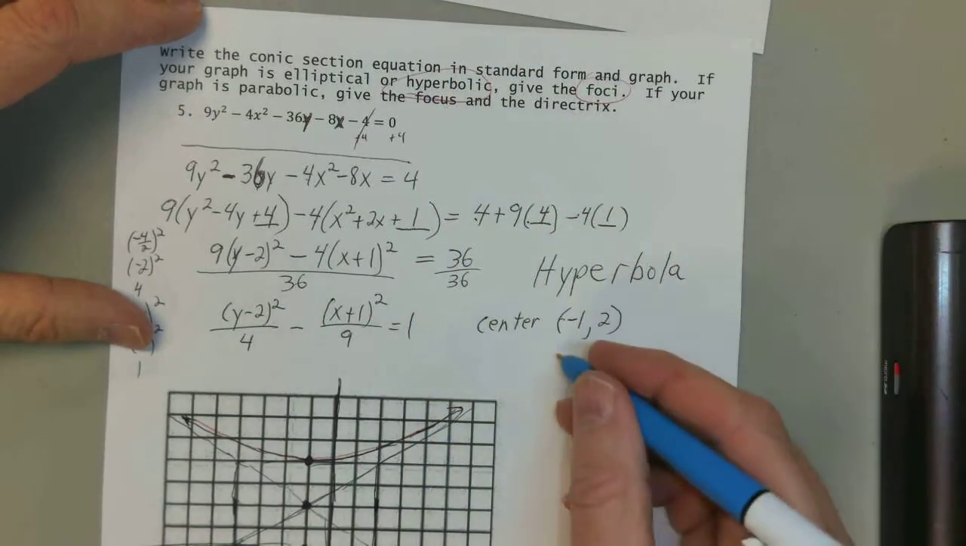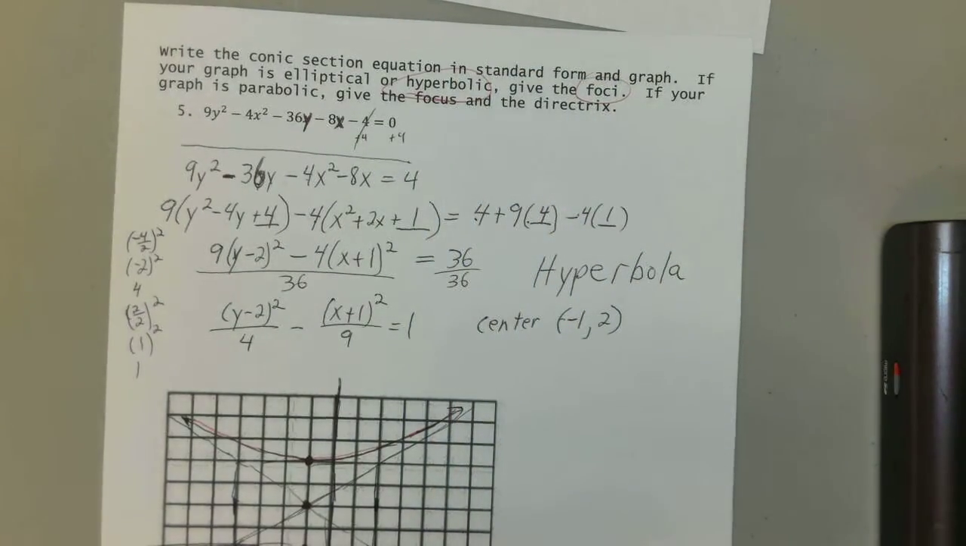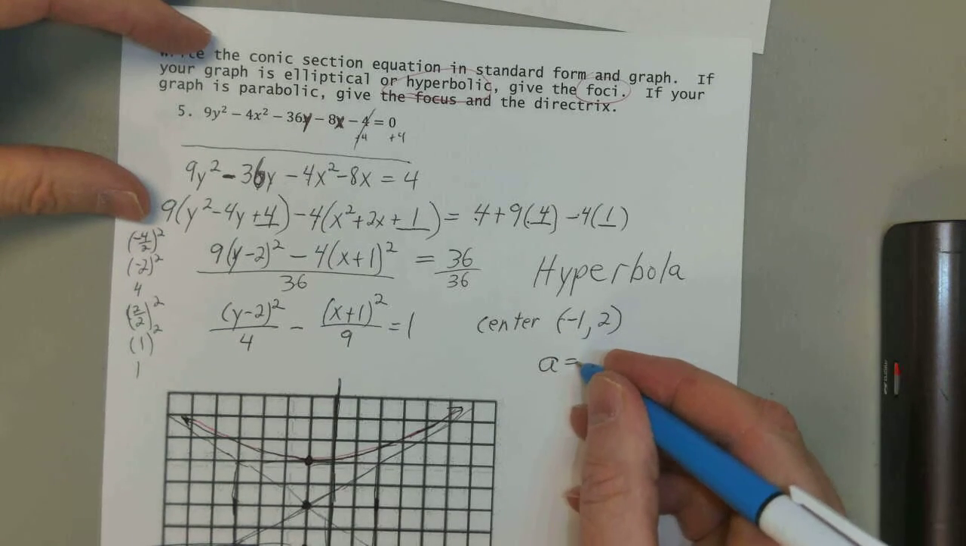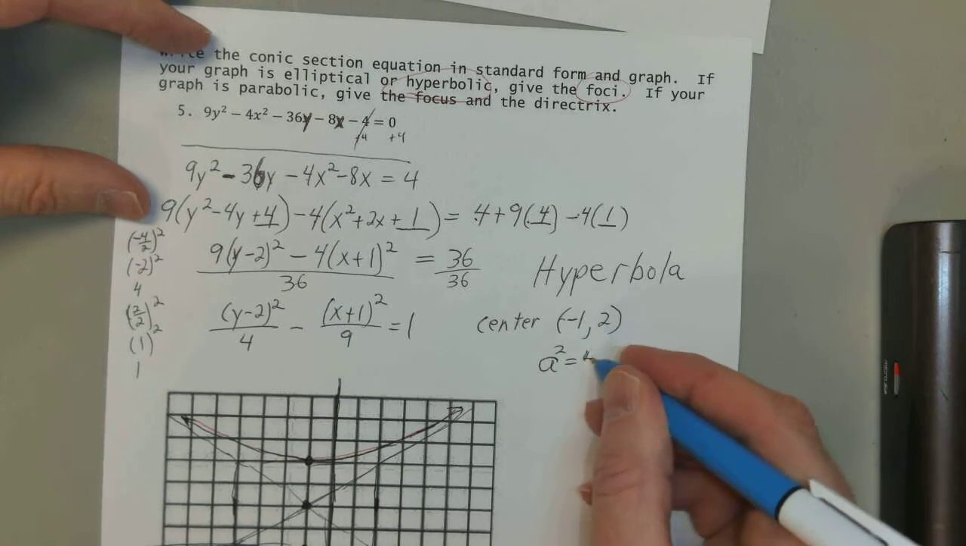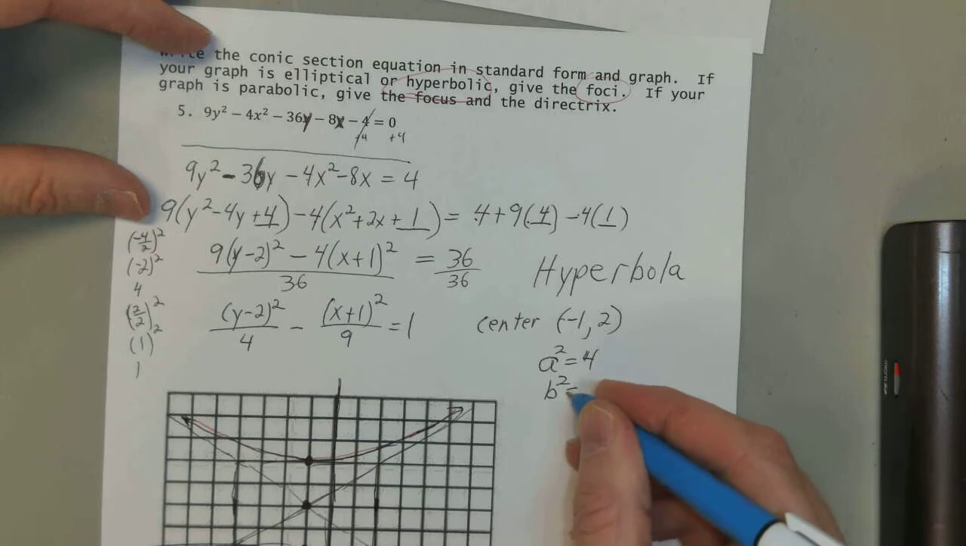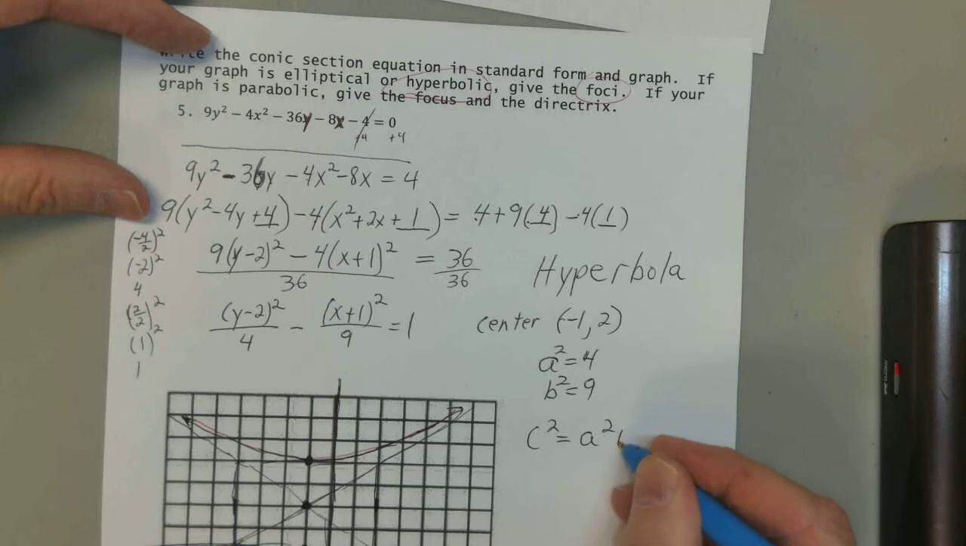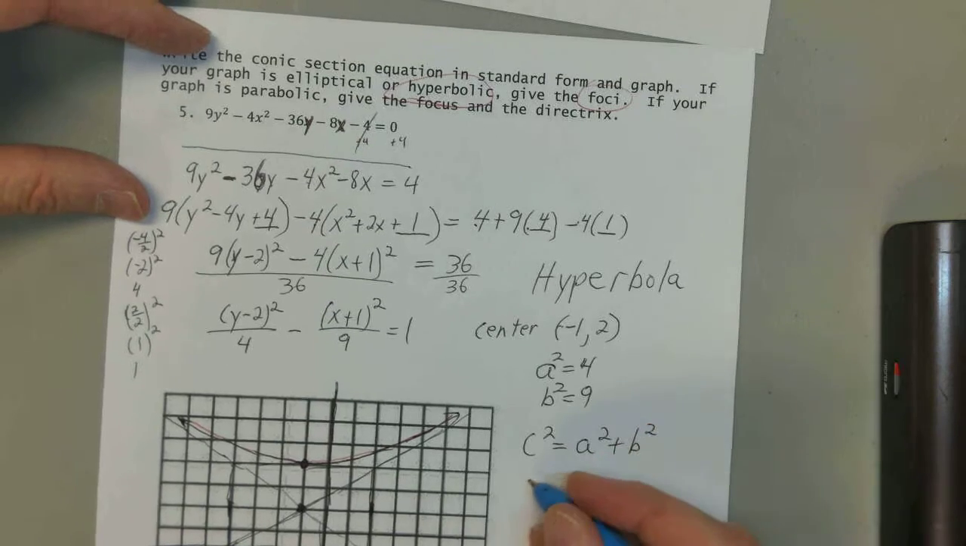We're going to give the foci. Now, a squared is 4, b squared is 9, c squared equals a squared plus b squared.